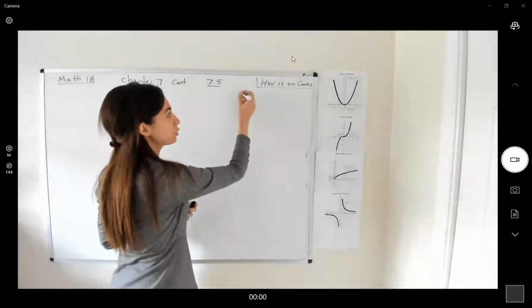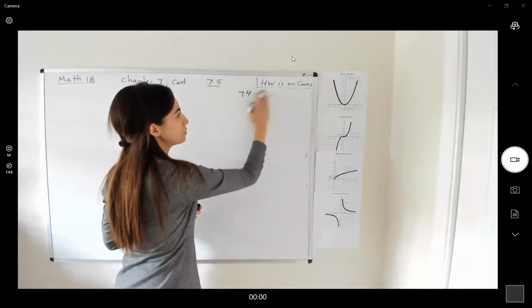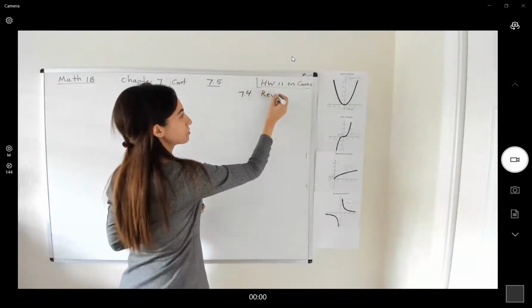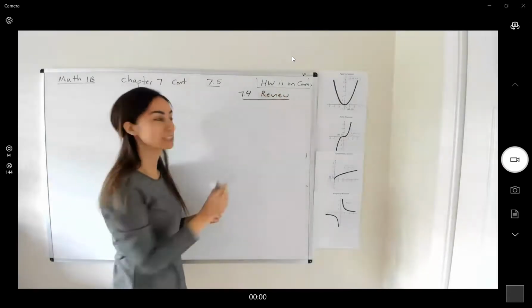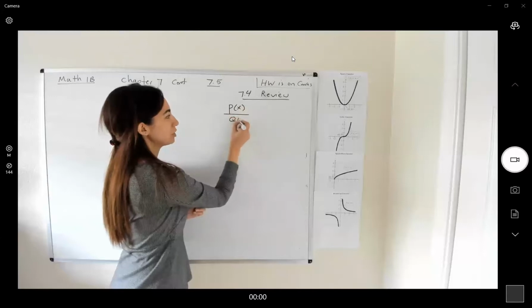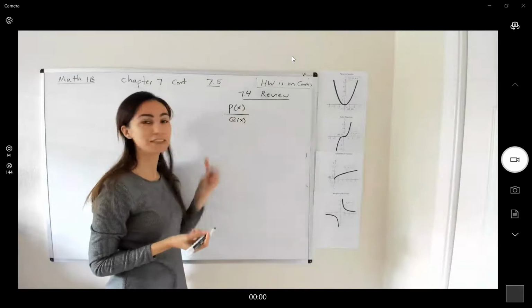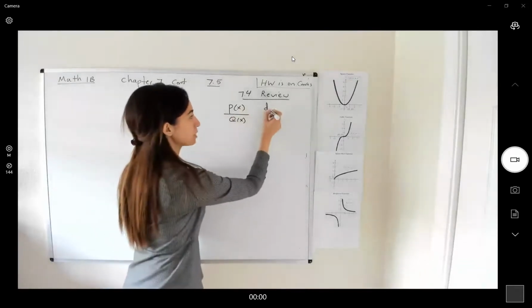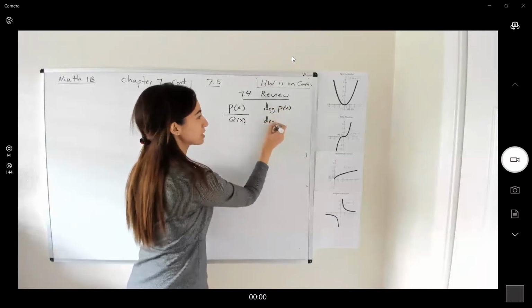So in 7.4, review. If we have a rational expression, p(x) divided by q(x), we have to look at the degree of the numerator and the degree of the denominator. What's the degree of p(x)? What's the degree of q(x)?